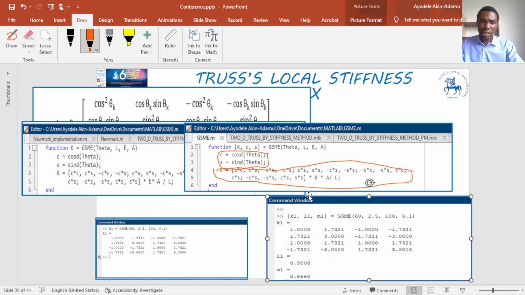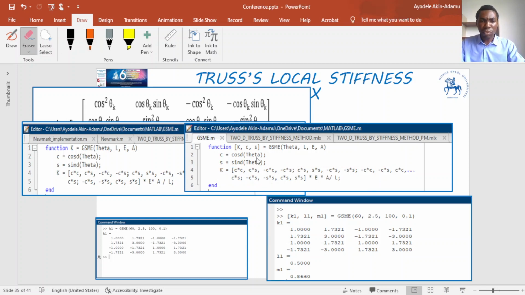So you need to understand, this is a simple trick, the simple formula that I use to compute my local stiffness matrix for each element in Matlab. So moving to the next slide.